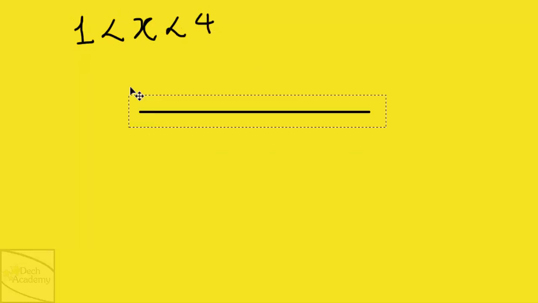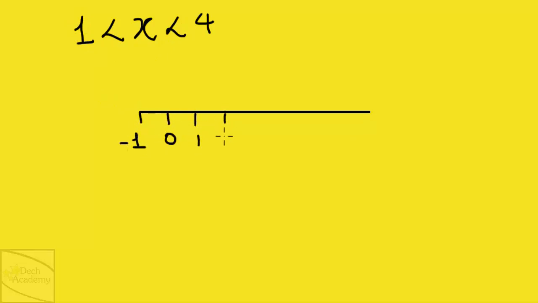So here's an inequality. 1 is less than the variable x, which is less than 4. And here's a number line that we're going to use. This number line must contain 1 and also 4. So I'm going to draw a number line starting from -1. Let's go to 0, 1, 2, 3, 4, 5, 6, 7.